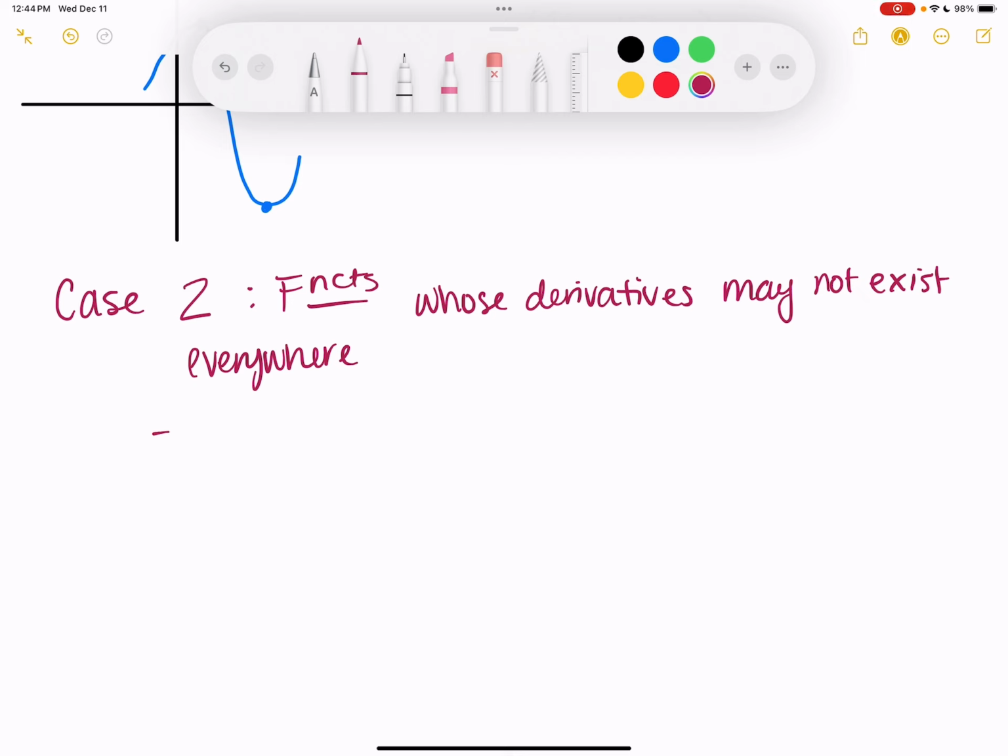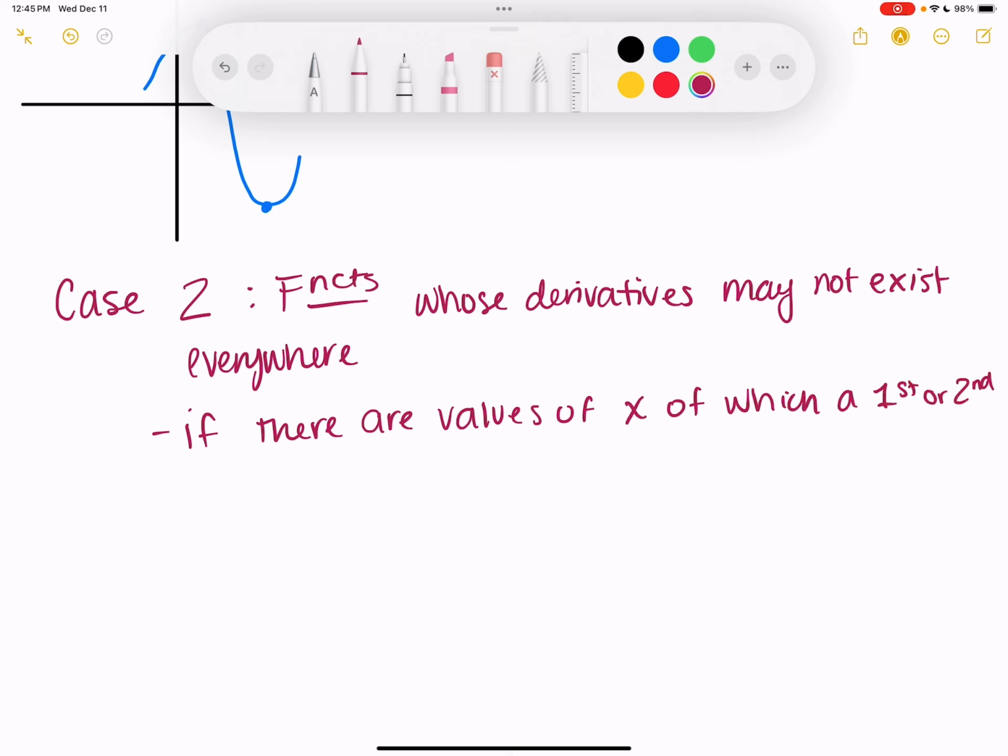So if there are values of x of which a first or second derivative does not exist, consider the values separately.